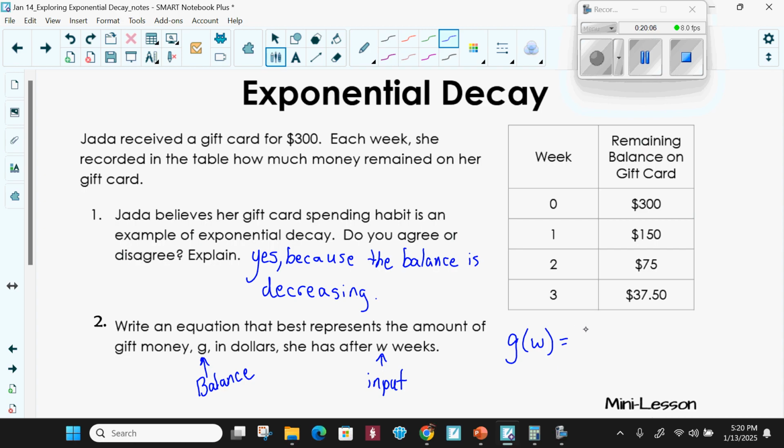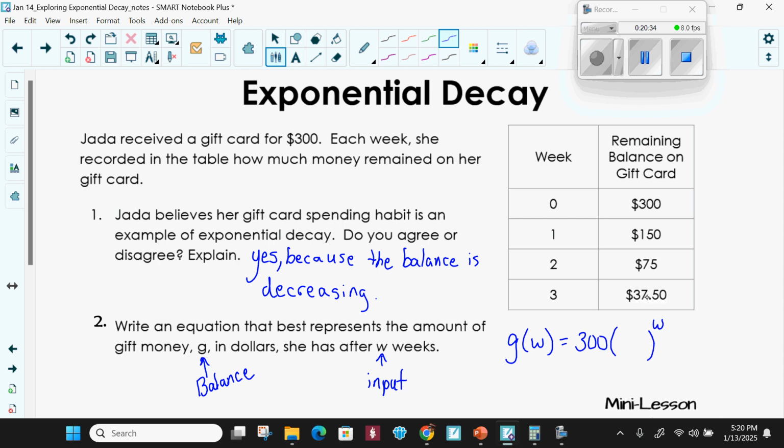equals, okay, so remember, we have our initial value first. That was $300, so we're going to put a 300 here, times, and I'm going to put a dot for multiply. I'm going to put parentheses. Usually with decay, since you have decimals or fractions, parentheses are going to be easier to work. And we're going to put a W up here for the exponent for the number of weeks.